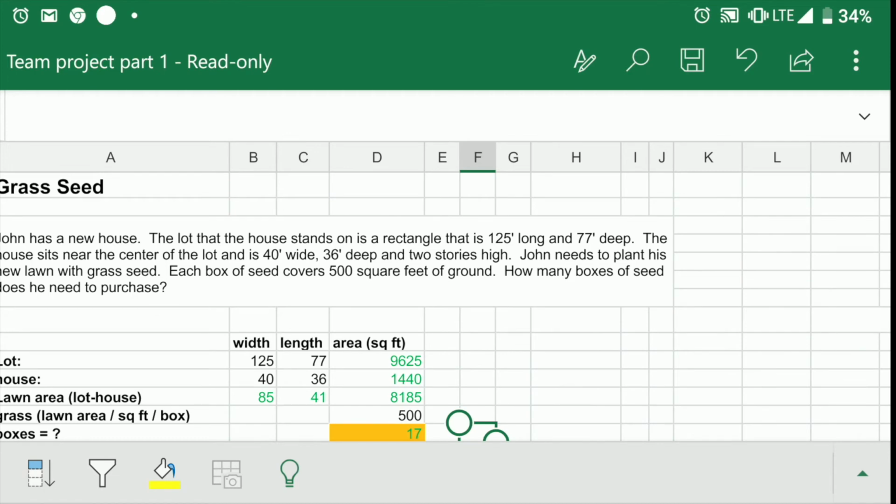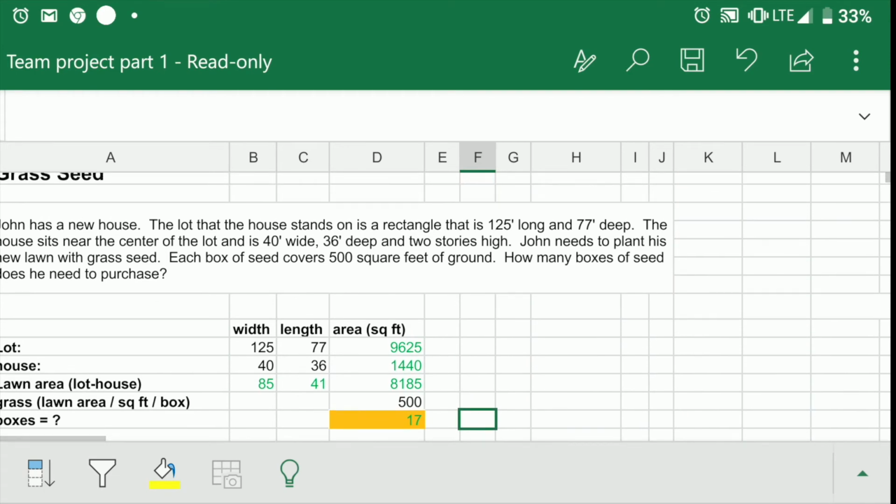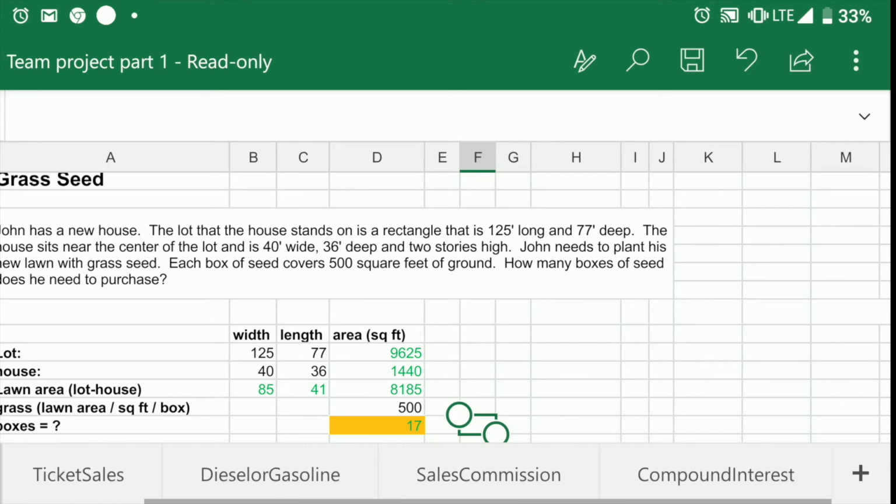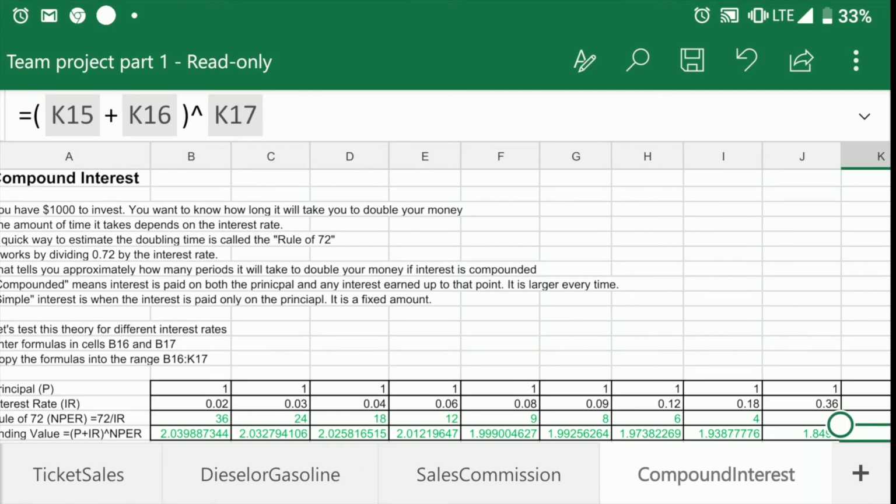So that's how many boxes of grass seed John needs to purchase. I'm going to move on to the next problem. The next problem that I will be talking about will be on compound interest. The question states that you have $1,000 to invest.